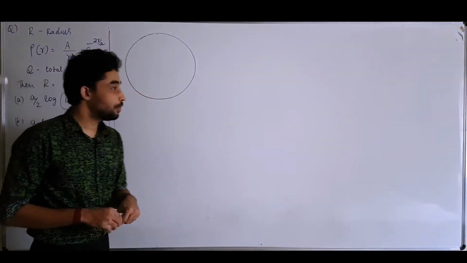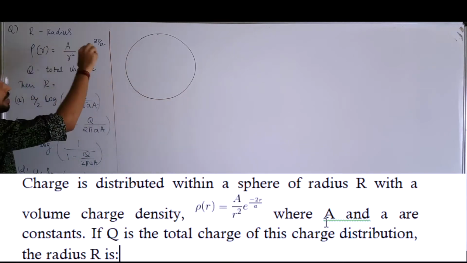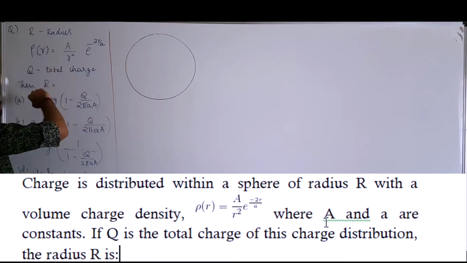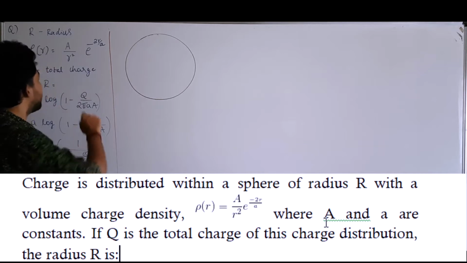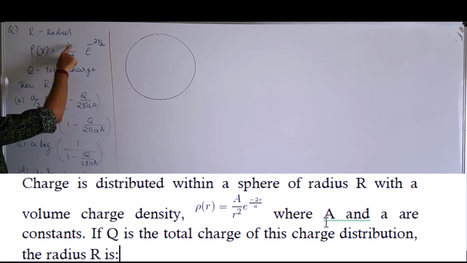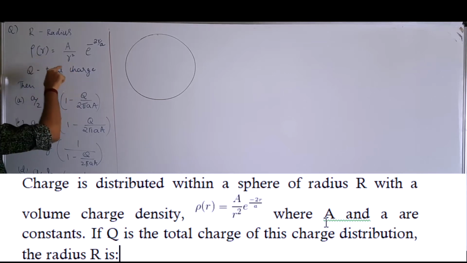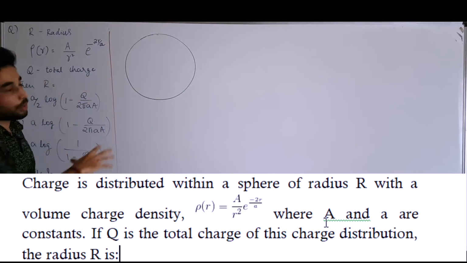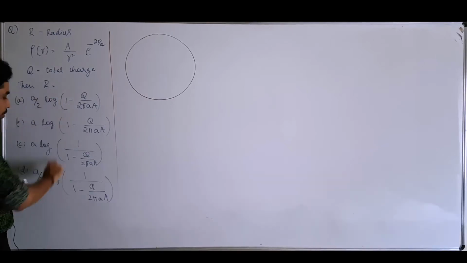In this video, we'll do this question. We have a sphere of radius r and charge is distributed in this, and the charge density is given by this expression: A by r square e raised to minus 2r by a. Here the capital A and small letter a are constants, and we can see that the density is inversely proportional to the square of the distance. That is, the charge density is varying with the square of the distance, and given that Q is the total charge present in this, then what is r from these options?